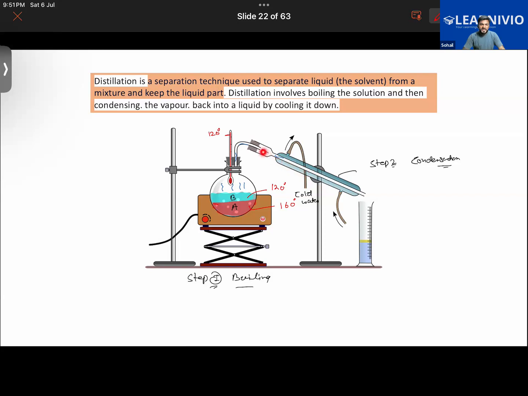As the vapor of liquid B passes inside this, it will cool down. So condensation is happening here, isn't it? In the first step, you have boiled it. In the second step, you have cooled it down. So from this tube, drops of liquid B will fall down. So you would have separated liquid B in this manner. So that is the whole concept of distillation. Getting it, guys?